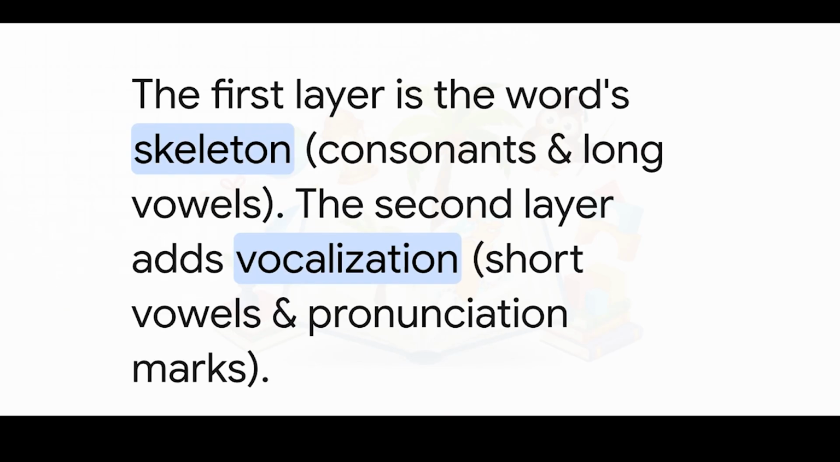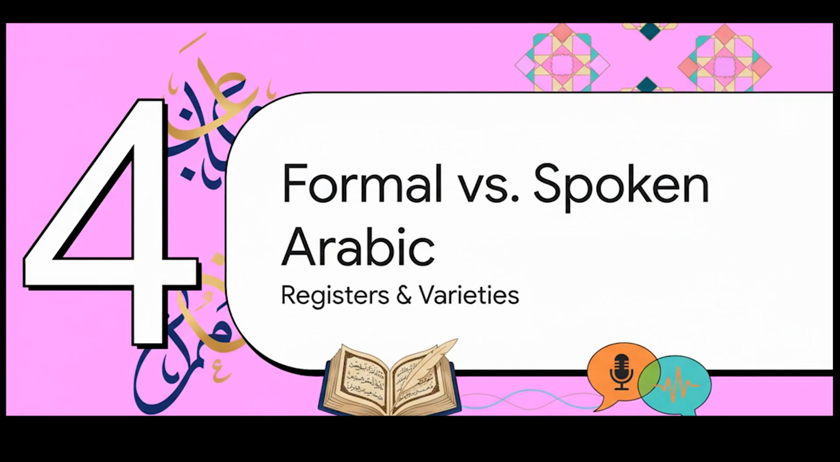And finally, the 2 layers. This is so cool. The first layer is like the word skeleton. It's made of the main consonants and the long vowels. The second layer is called the vocalization. These are those little marks we saw earlier that tell you the short vowels. But here's the kicker. In almost all modern writing, books, websites, newspapers, that second layer is just gone. Readers use context to know the word just from its skeleton. Wild, right?